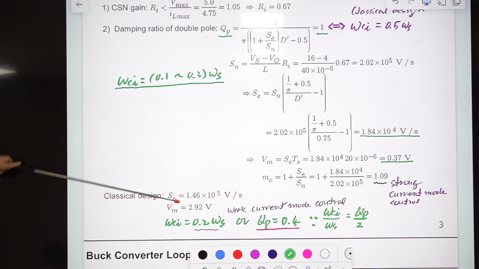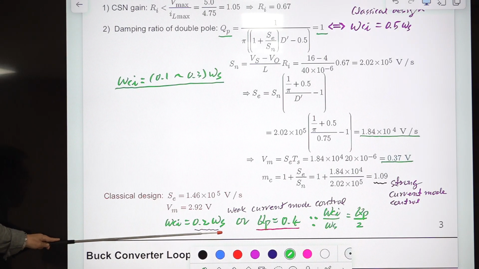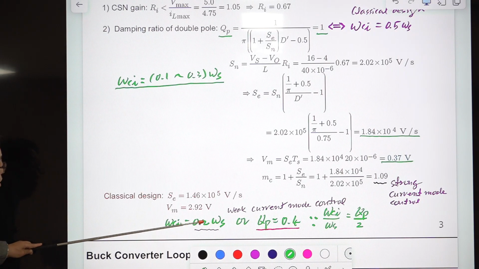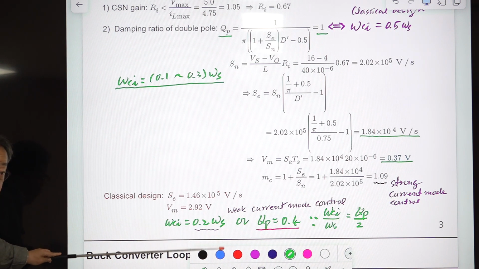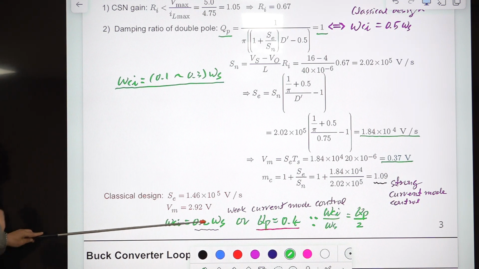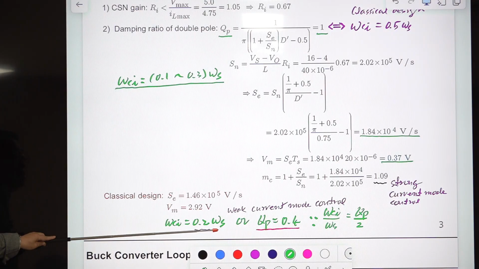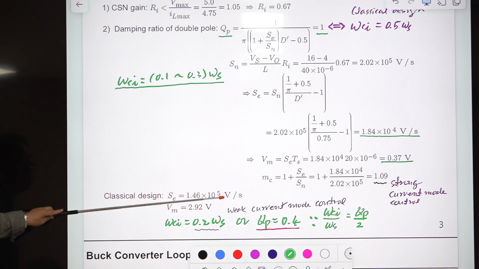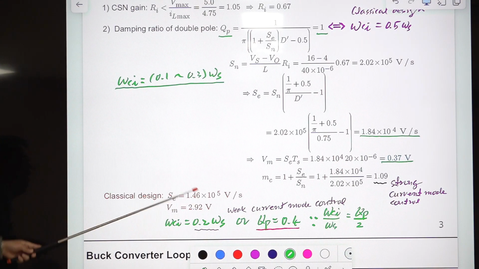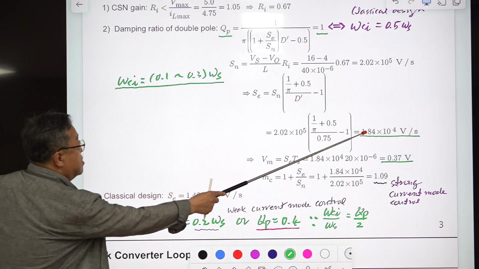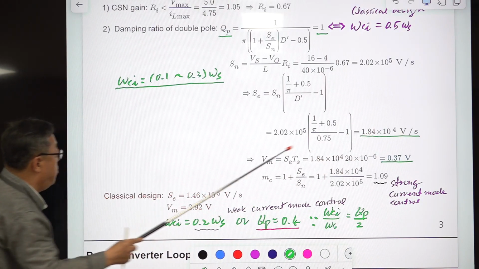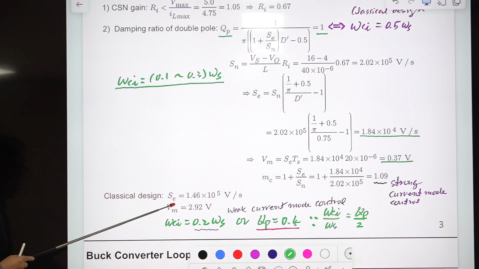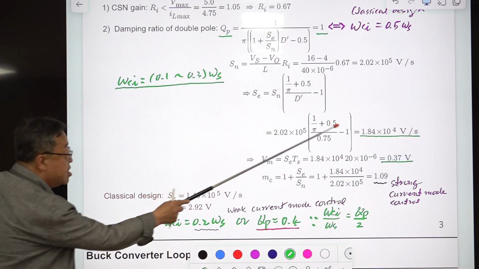Okay, this is the classical design. At that time we selected this. The original guideline was omega Ci is some number between 0.1 and 0.3 times omega S. So we select this number, okay? Then we come up with this. Then this one is much larger than this. This slope is about 10 times larger here.